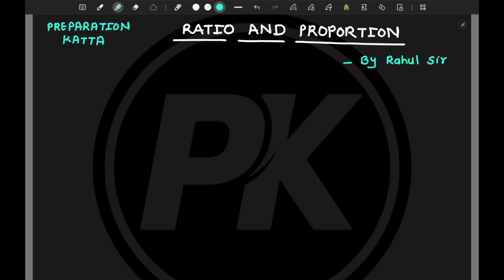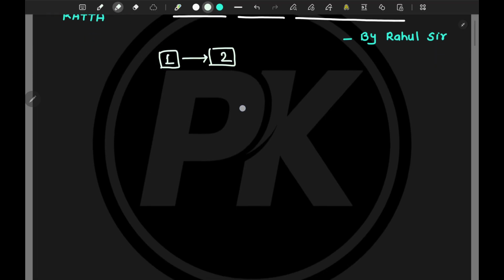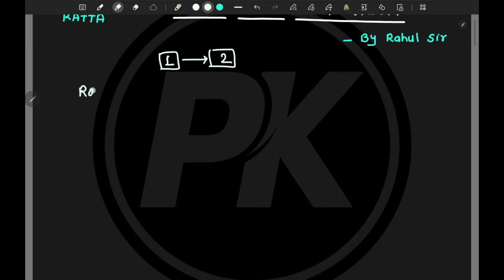Today we are starting with the topic ratio and proportion. To understand ratio and proportion, first just think of them as the language of comparison. They tell us how much of one thing compares with the other, or how two different relationships are equal. Now let's first try to understand what is meant by ratio.